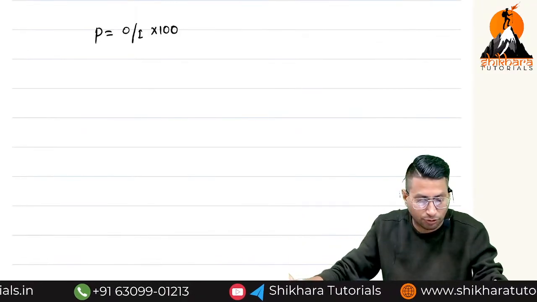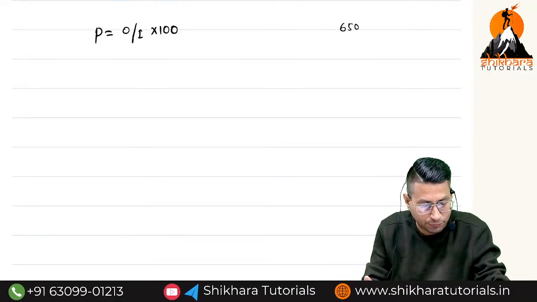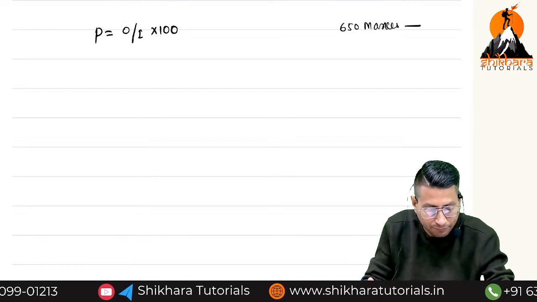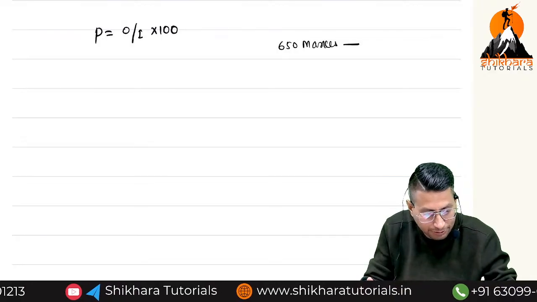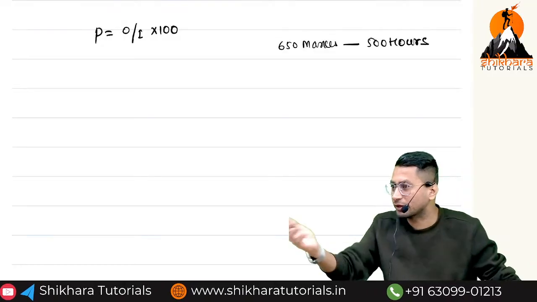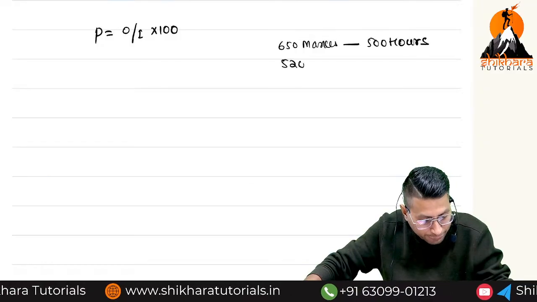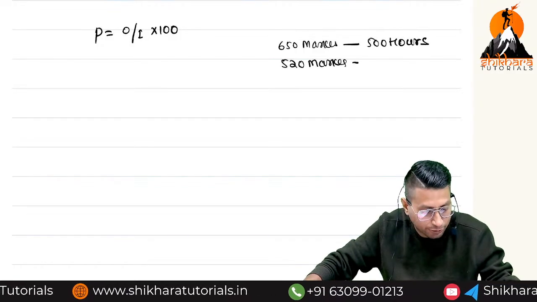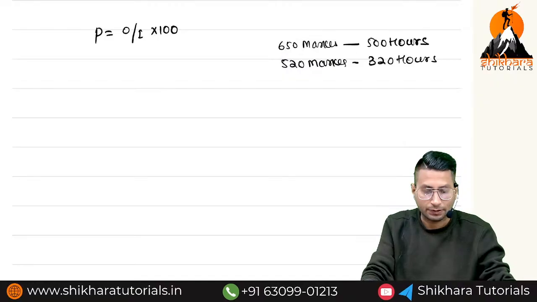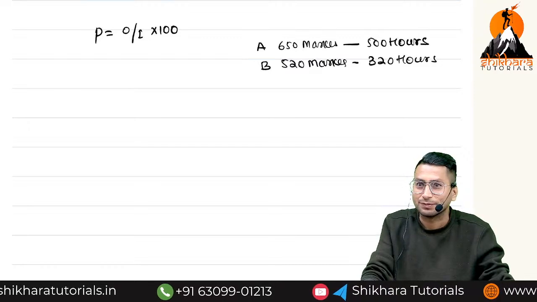Let us say, for example, madam scored 800 marks, right? She scored 650 marks in both the groups, and she has studied for, let us say, 500 hours. Clear? Next. This madam has scored, let us say, 520 marks, and she studied for, let us say, 320 hours. Now tell, who is better? Madam A is better or Madam B is better? Who is better? Both of them are good?